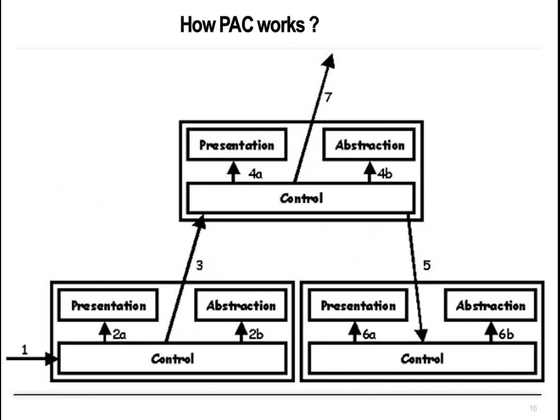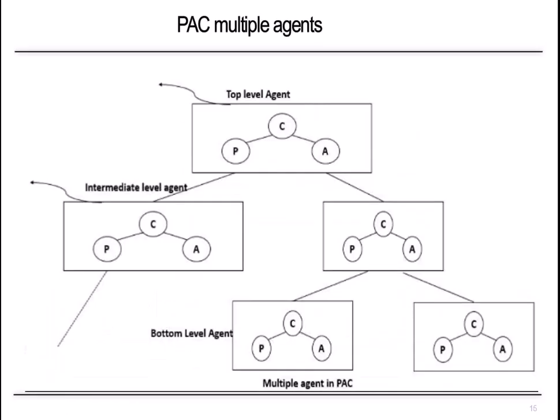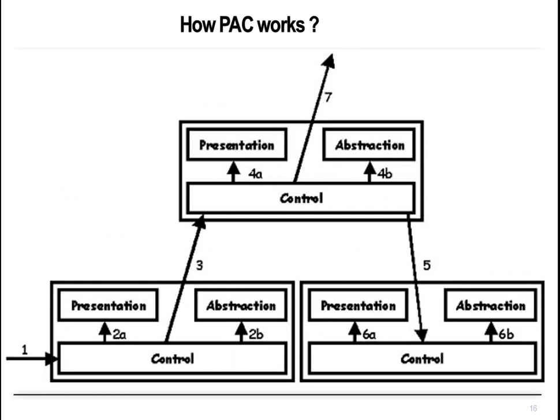Now how does PAC work? This was a diagram, but how does it work? The controller of one agent communicates with the controller of another agent. So this is on the top level and this on the second level. The controller on the top of the hierarchy is connected to the controllers of these agents on the second level.